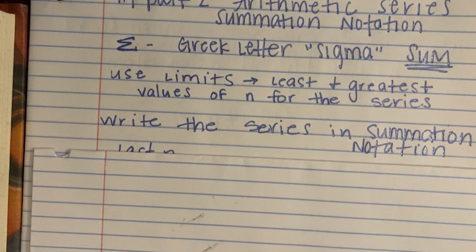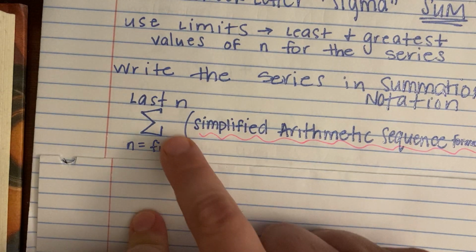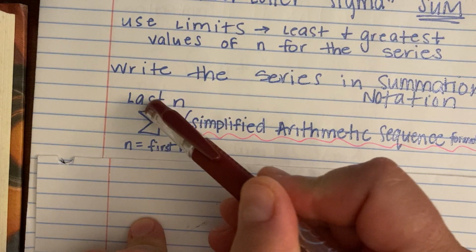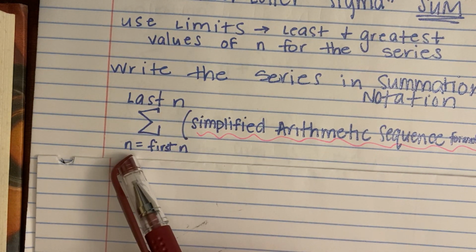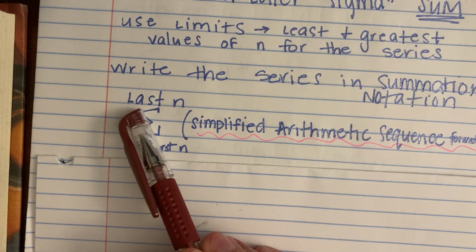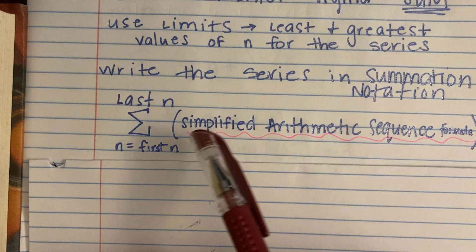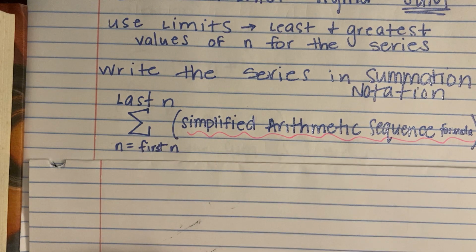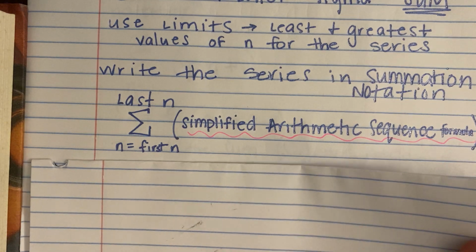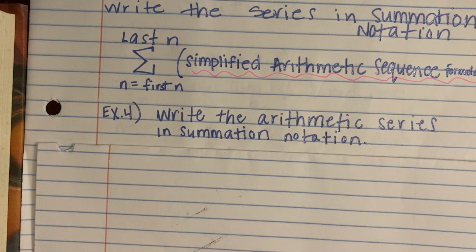And we're going to write series in summation notation. Your limits are here. We've got sigma, so that means we'll be doing a sum. At the bottom will be your first n, and at the top we're going to write the number of the last n. Then off to the side in parentheses, we're going to have the simplified arithmetic sequence formula. Let's just do an example and it'll make more sense.